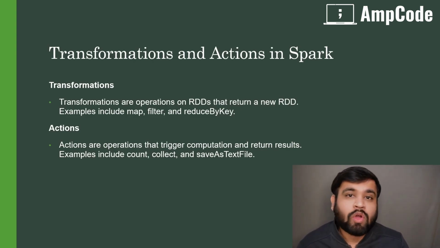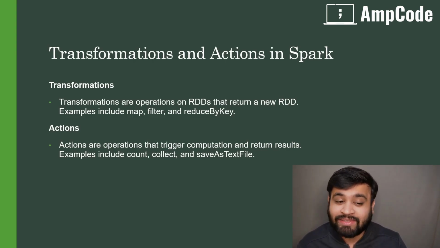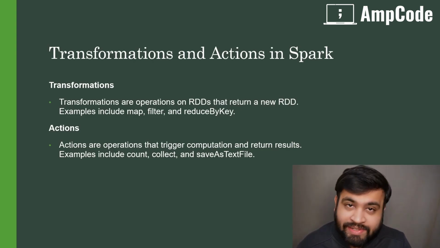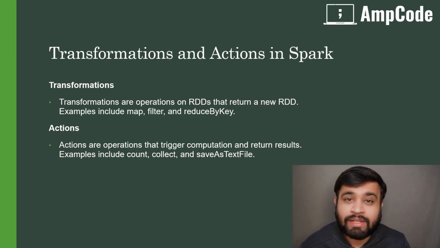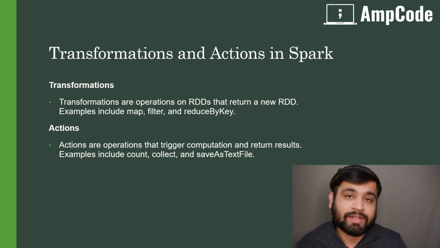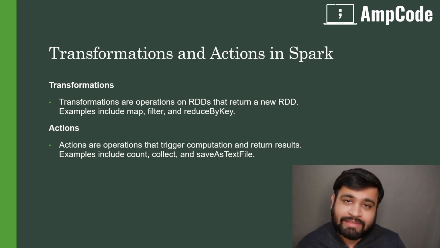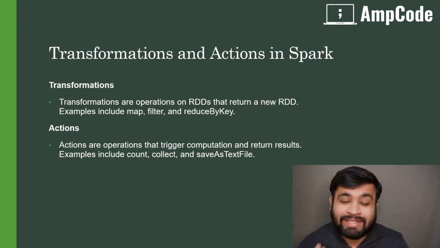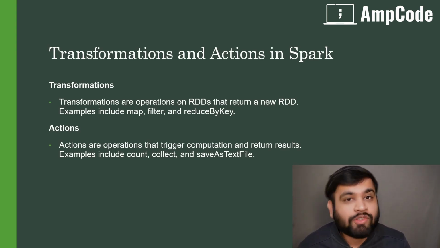So let's talk about action now. Basically, an action is something which triggers the computation and returns us the actual result. A transformation will just return a new RDD or data frame from the previous one, but the action itself will trigger the computation and get the results of the data frame. There are many actions, like the count operation to get the count of your data frame or RDD. Then we have collect, as well as save as text file, to save your data frame or RDD as a text file in your storage solution.